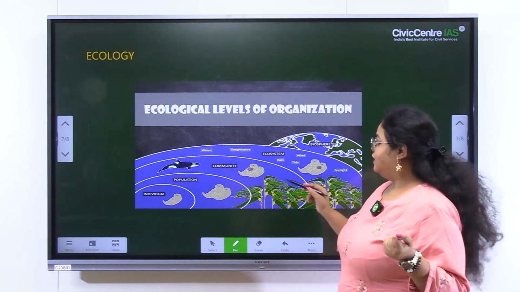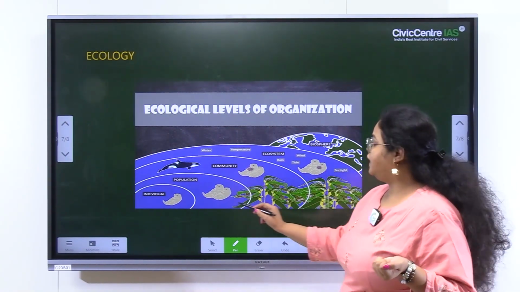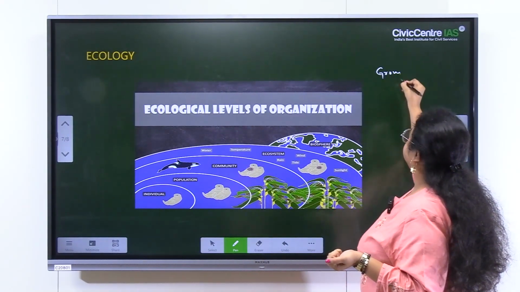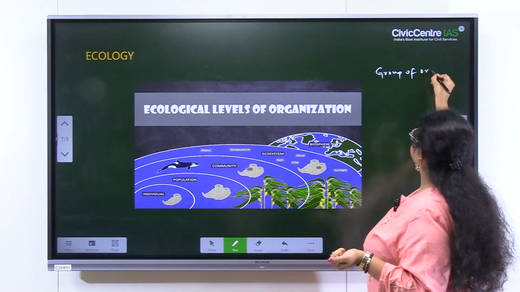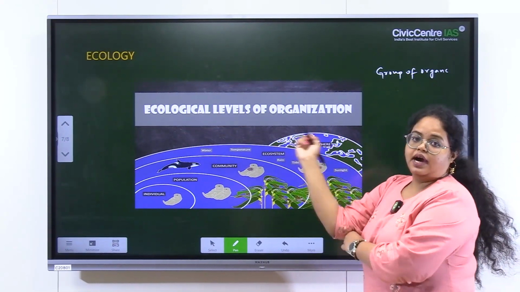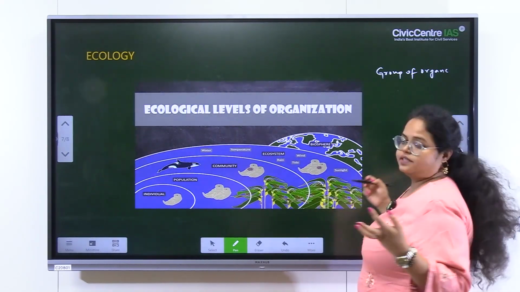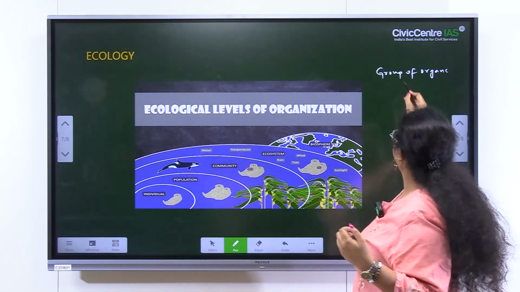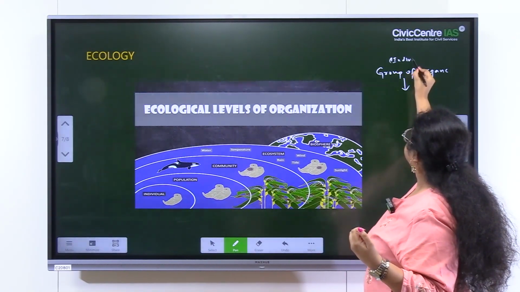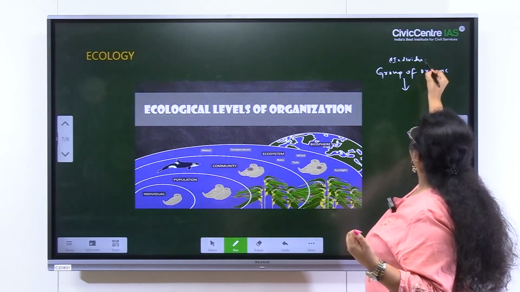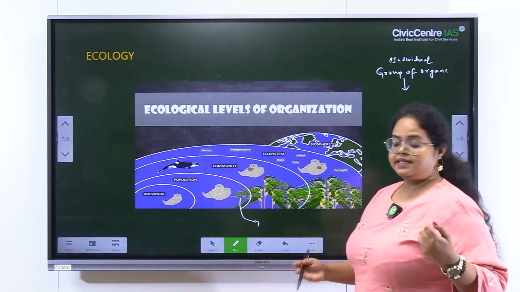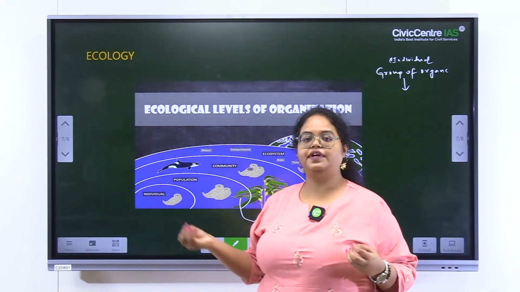So let us see each one individually. What is an individual? An individual consists of a group of organs, like the respiratory system, the heart or the digestive system, etc. This is the individual level. Now what is population? Population is a group of individuals, that is, they contain individuals of the same species.